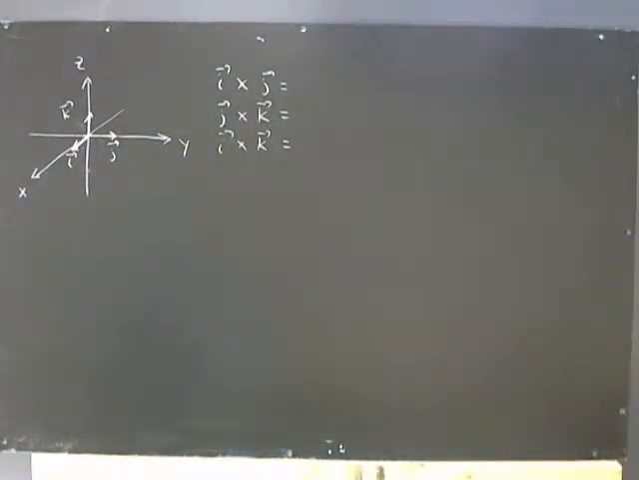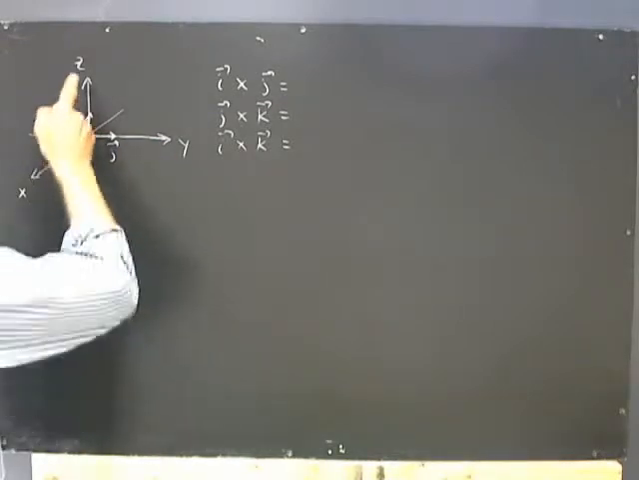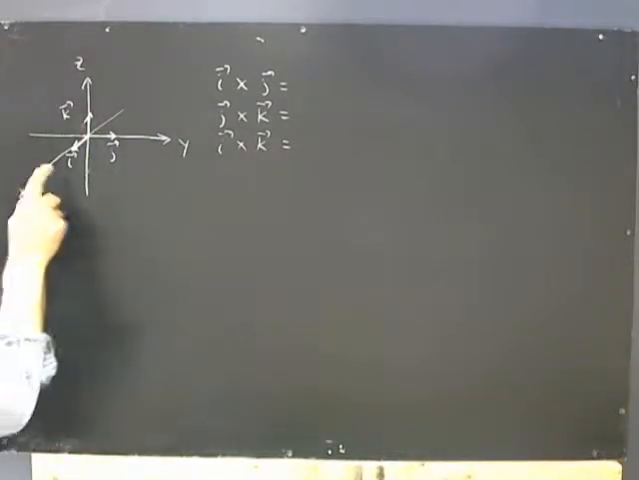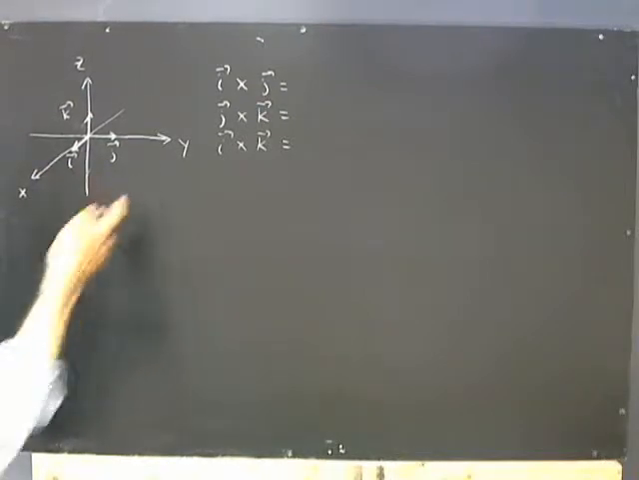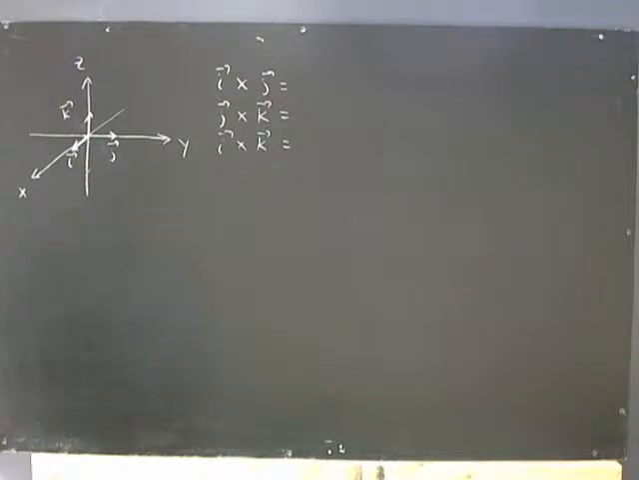So let's consider this picture. We have positive x, positive y, positive z directions with unit vectors i and j, which we've just seen, and a unit vector k in the z direction. And that's fairly easy to understand.